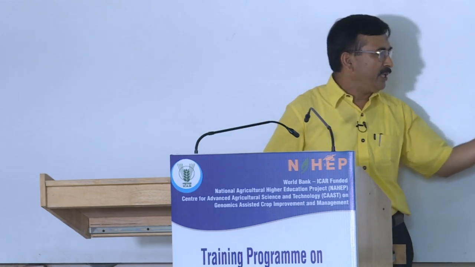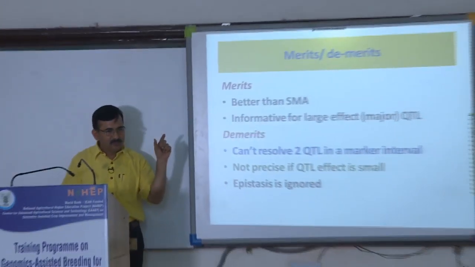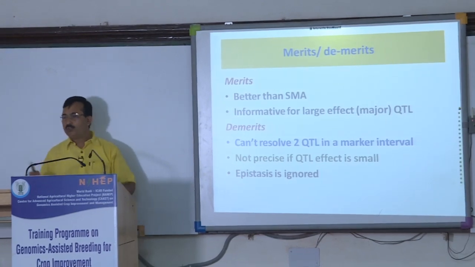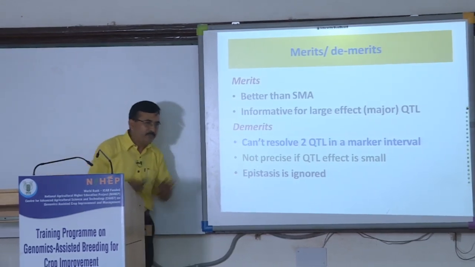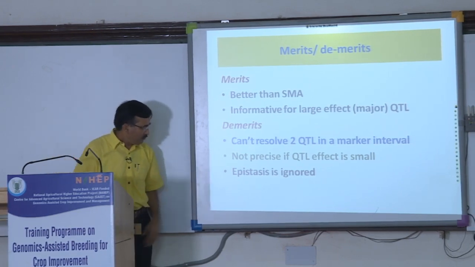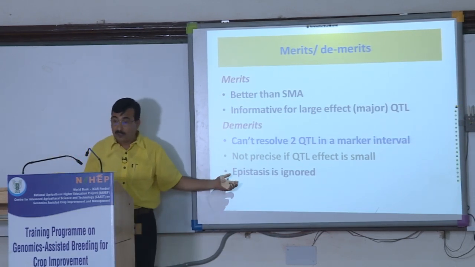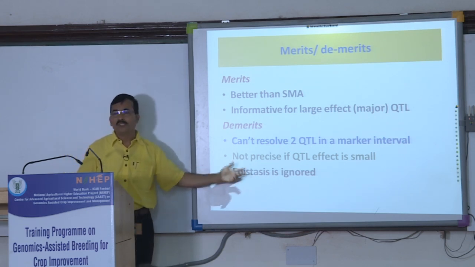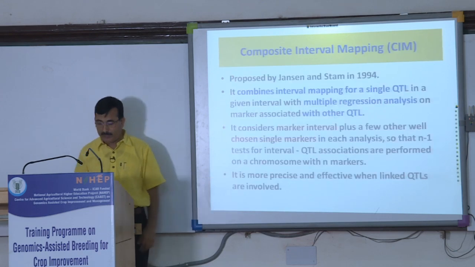Merits and demerits, there are so many. It's better than SMA, of course, you know that, but demerits are also there. Suppose there are two QTLs within that same interval. It's difficult to separate them because their effects come together. Epistasis is ignored. Then there are certain methods that take care of this epistasis. I'll just mention that.